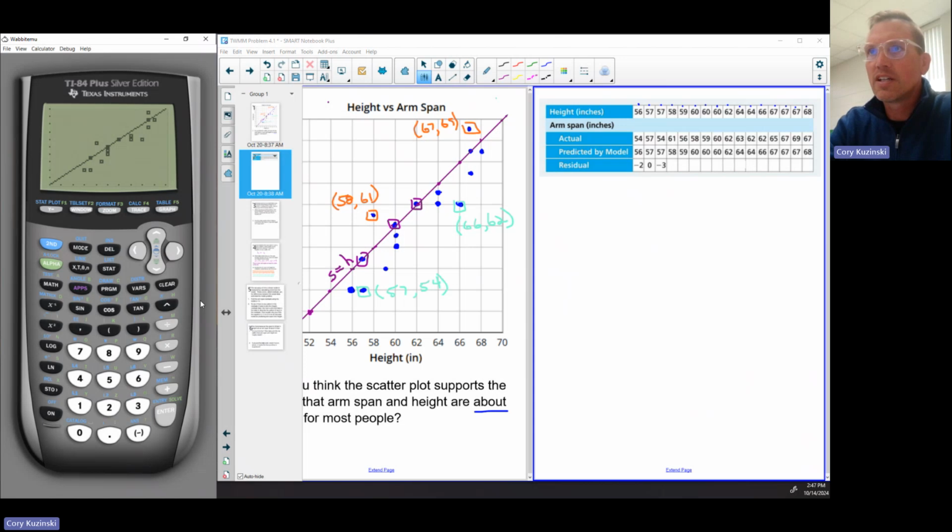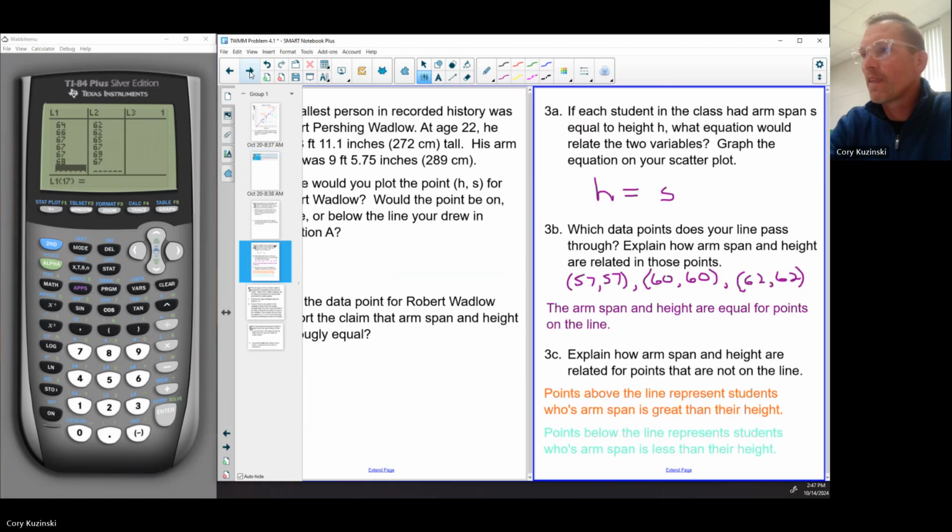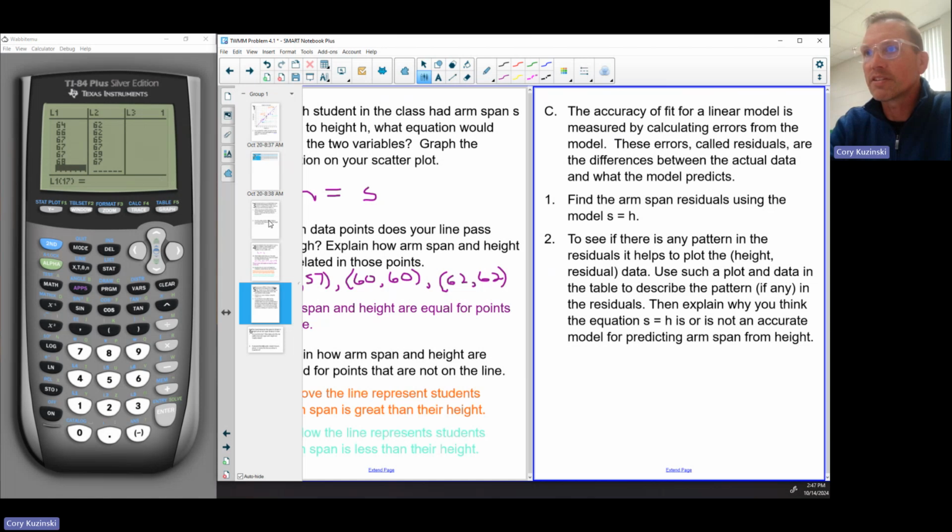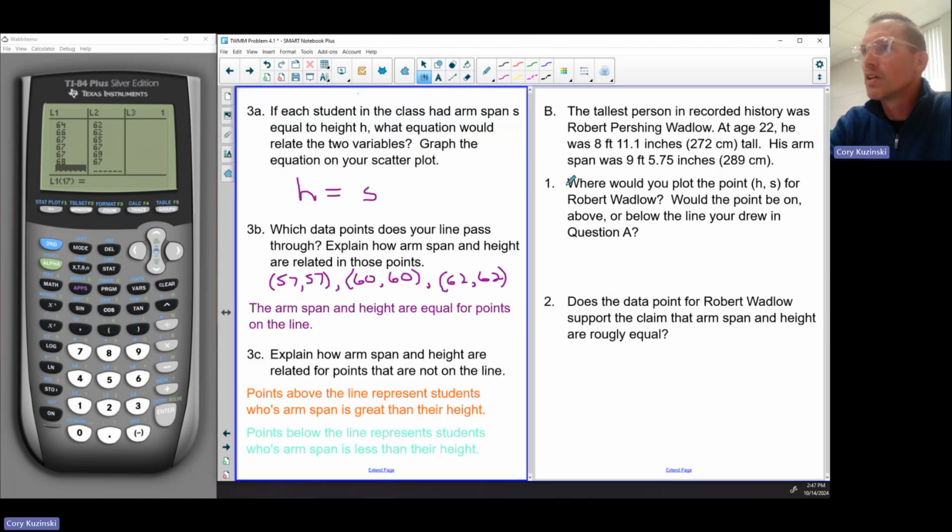Boom, there it is. Now, if I wanted to put Robert Pershing Wadlow in there, I'd have to go stat edit. What was his height? He is 8 foot 11.1 inches tall. So I'll go 8 times 12 plus 11.1. He's 107.1 inches tall, and his arm span's 9 foot 5.75. So I'll go 9 times 12 inches plus 5.75. Now, if I hit the graph, that's his arm span. I'm not going to see it on here, okay?